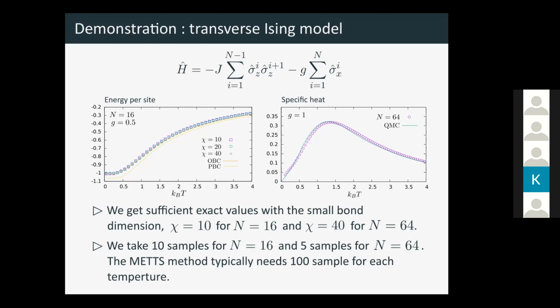For example, the comparable Monte Carlo simulation requires about 100 samplings to take the accurate Monte Carlo average, and this is much more costly. And also for other MPS-based methods like METTS, we also need 100 samples on average for each temperature. And here, for each temperature means that if you want to prepare these numbers of data sets, we need 100 random averages times 40 temperature dots in all. So this is quite costly.